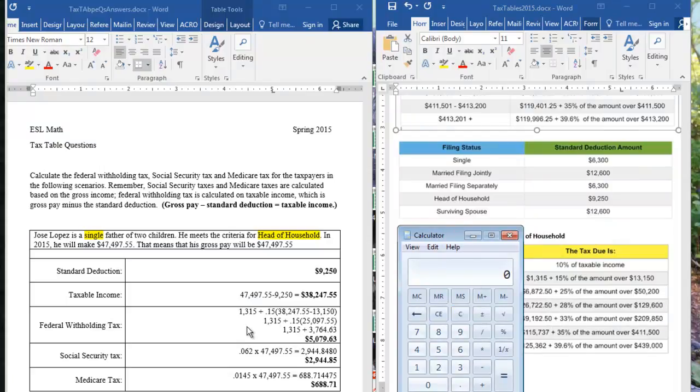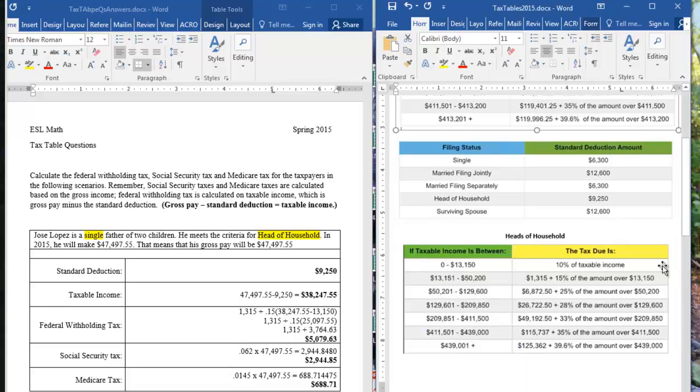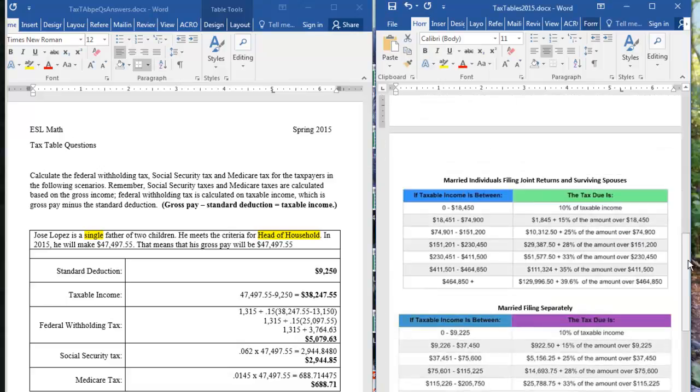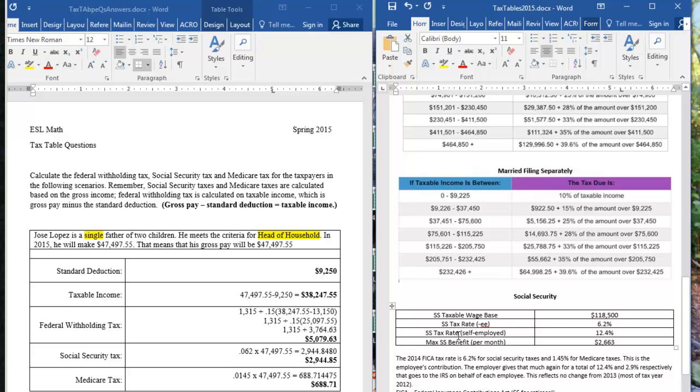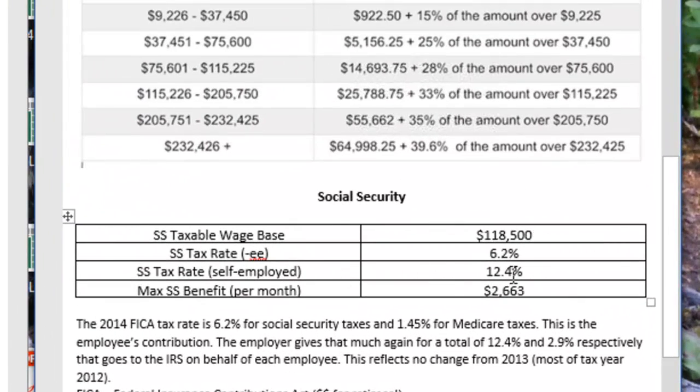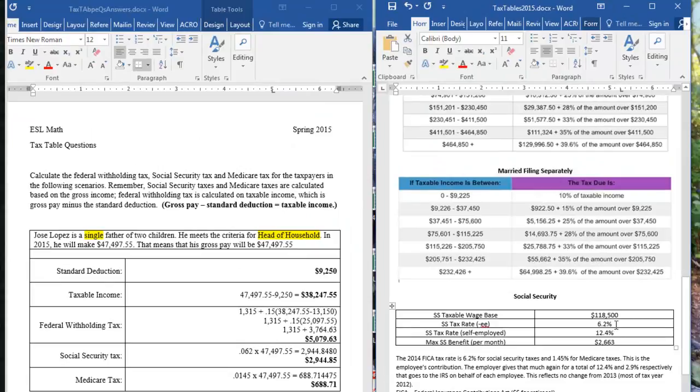And that is, Social Security says over here, let me get to the bottom here. For Social Security, the tax rate is 6.2%. And that means that for Social Security taxes, we have to pay 6.2% of the total income, of the gross income. And 6.2% written as a decimal is the same as 0.062. So I'm going to go ahead and just multiply right across.